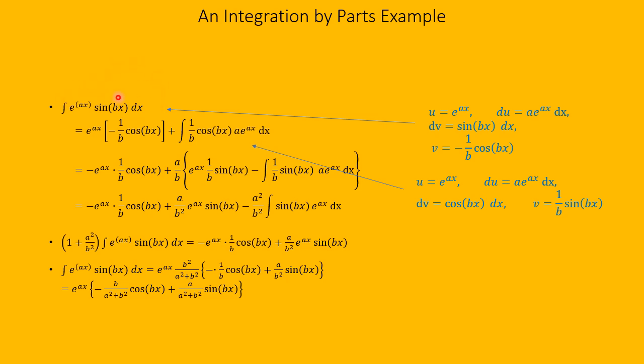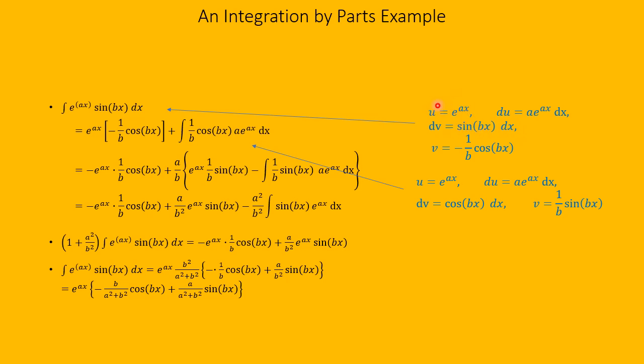So when we look at this, we need to decide what is going to be u and what's going to be dv. One obvious choice is to try letting u be e to the ax and let dv be sine of bx dx. So let's let u equal e to the ax, dv equals sine of bx dx.